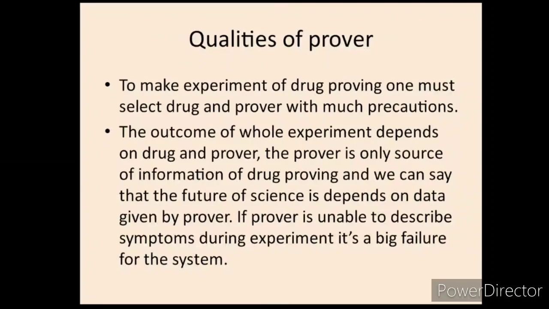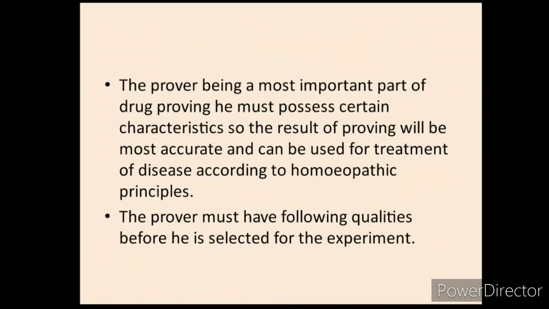Now let us discuss the qualities of a prover. To make an experiment of drug proving, one must select the drug and prover with much precaution. The outcome of the whole experiment depends on the drug and prover. The prover is the only source of information in drug proving, and we can say that the future of the science depends on the data given by the prover. The prover being the most important part of drug proving, he must possess certain characteristics, so the result of proving will be most accurate and can be used for treatment of disease according to homeopathic principles.